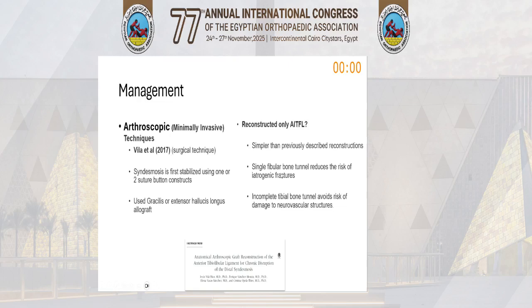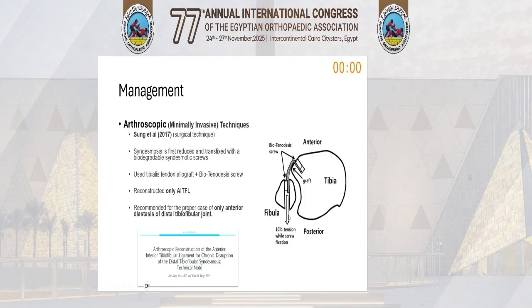Single fibular bone tunnel, of course, reduces the risk of iatrogenic fracture, and an incomplete or blind tibial tunnel avoids the risk of damage to the neurovascular structures, as you can see here. And this is another paper, Song et al. in 2017 also.